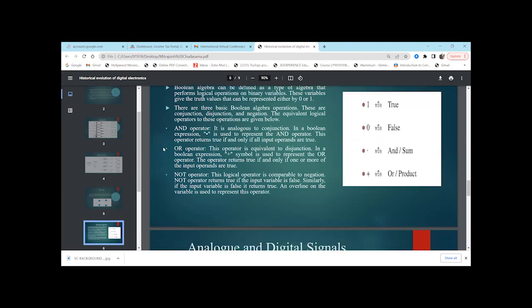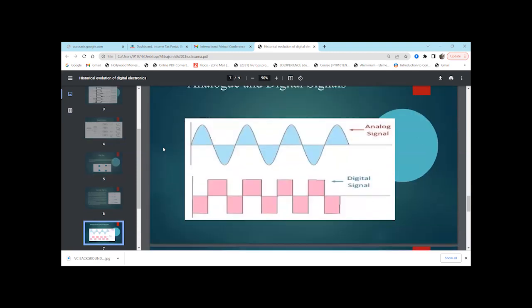Next slide, please. Here, two signals are shown. One is the analog signal, where you can see the variation of the frequency, and one is the digital signal that is passed through filters. That is the basic use of digital filters, to filter out the unrelated frequencies. Next slide, please.